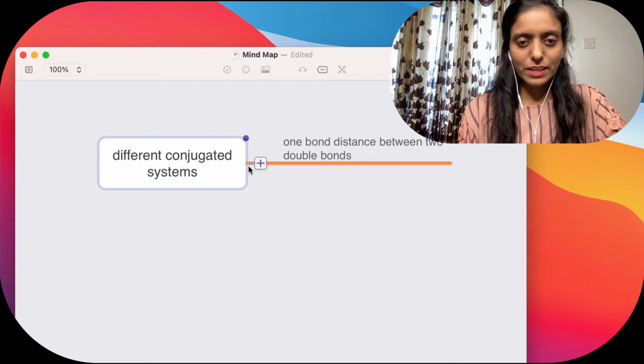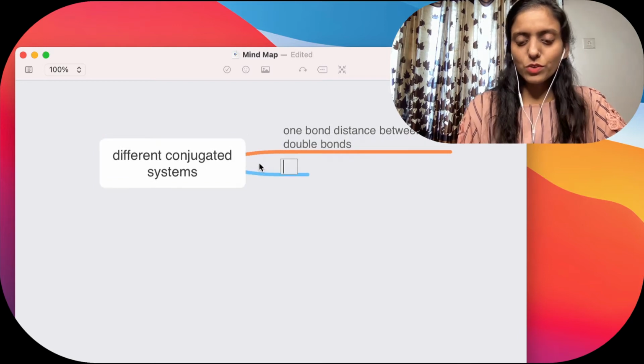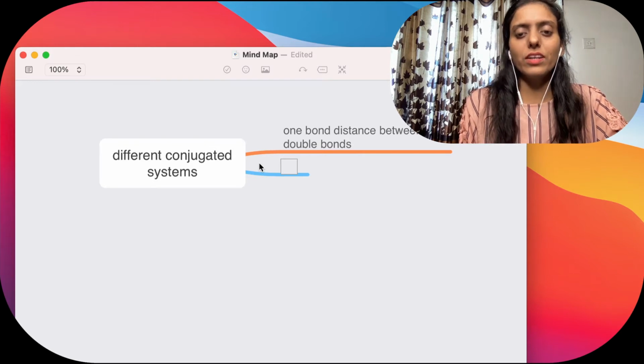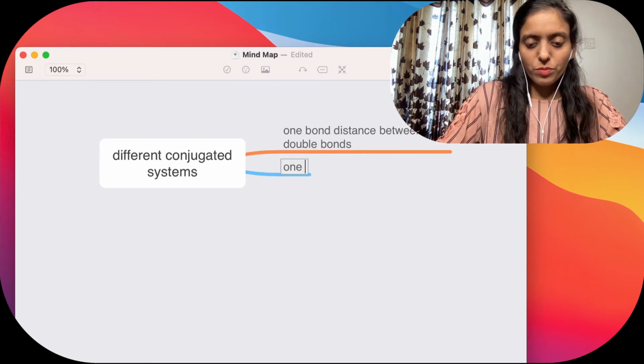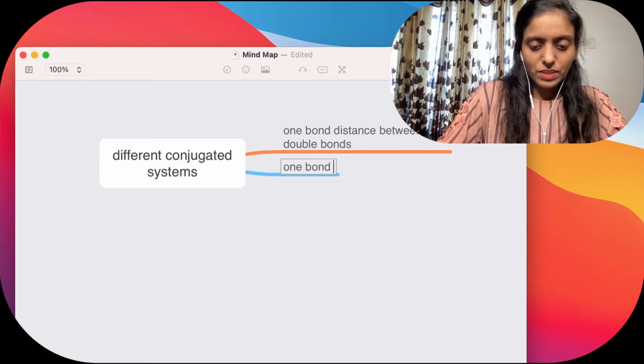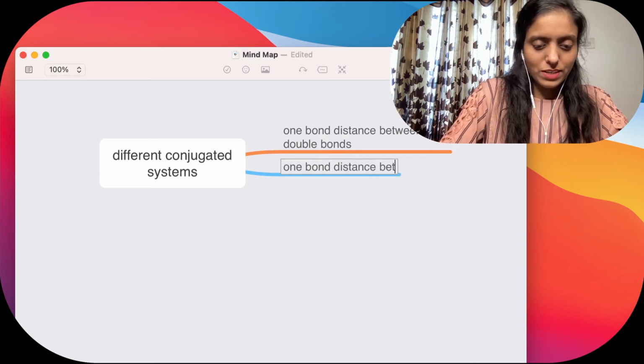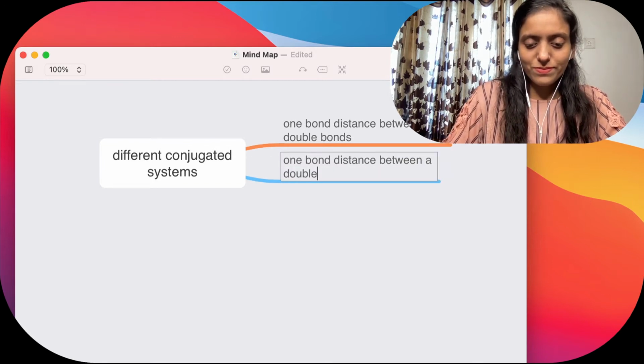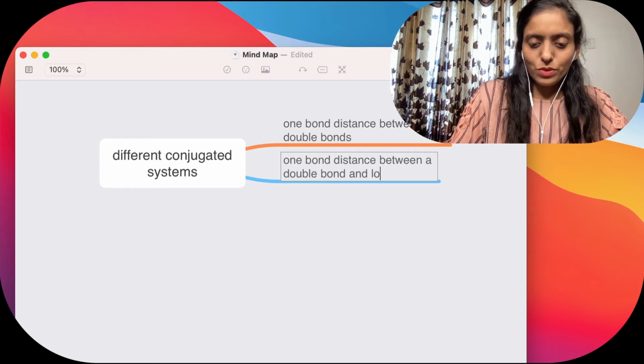Then the second one, you need to find out if there is a one bond distance between a double bond and a lone pair. So, one bond distance between a double bond and lone pair.